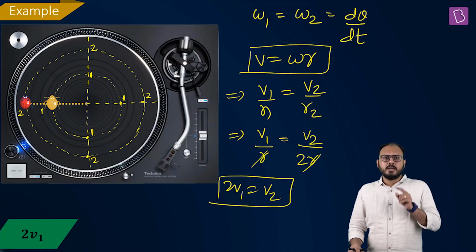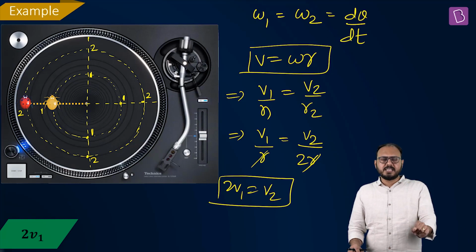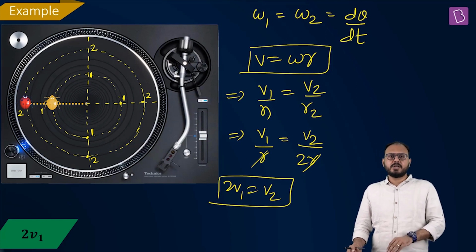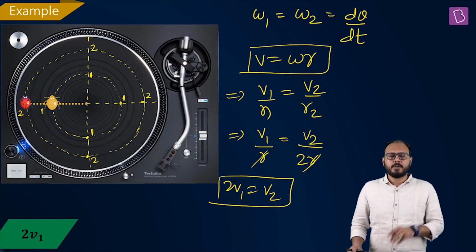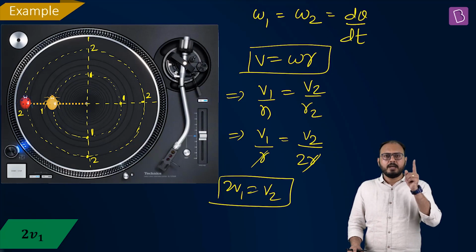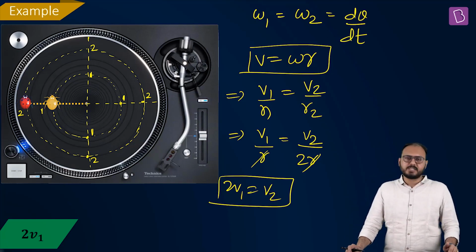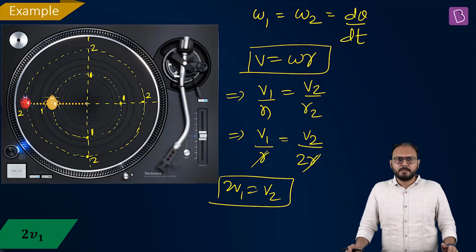Question. Is the angular velocity of both 1 and 2 equal? 100%. Is the linear velocity equal? Absolutely not. Because linear velocity depends on what? Angular velocity and radius. They have same omega but they have different radius. That's why different V. Understood? Getting better?